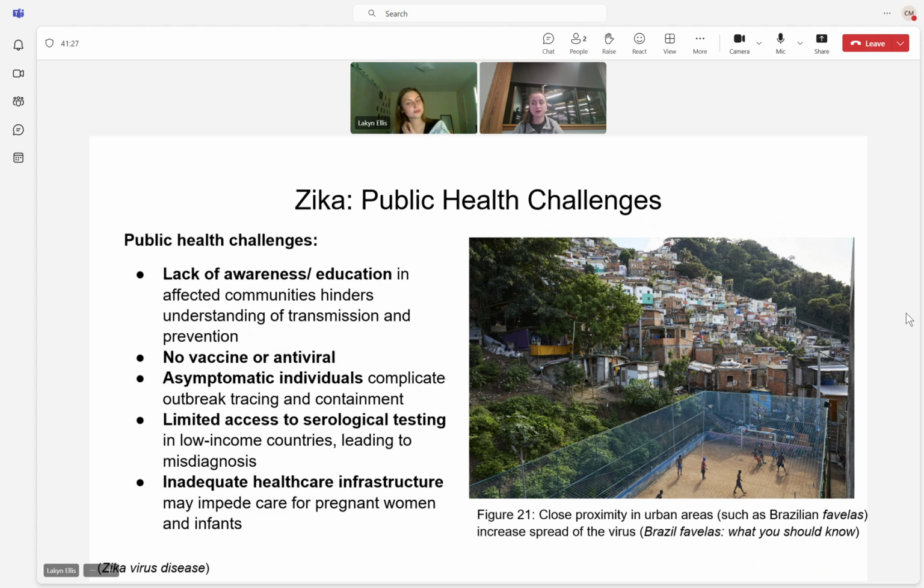So some of the public health challenges associated with Zika are a lack of awareness of and education on the disease. And as I mentioned before, it also lacks an antiviral medication or vaccine. And a lot of these communities have troubles with limited access to testing and weak healthcare infrastructures, which also impedes treatment. So you can see here on the right, this is a picture of a Brazilian favela and its high population density and subtropical location essentially further promote the spread of the virus.